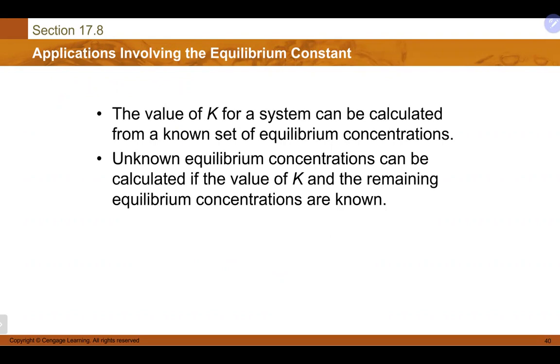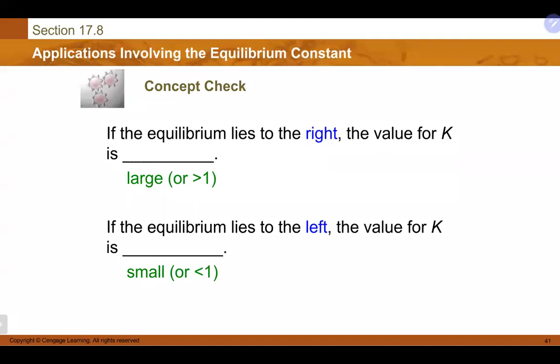K can be calculated from a known set of equilibrium concentrations. Unknown equilibrium concentrations can be calculated if the value of K and the remaining equilibrium concentrations are known. So if you know the value of K and you know some of the other equilibrium concentrations, you could just plug and chug into an equation. For example, if the equilibrium lies to the right, that means products, a large value of K. If it lies to the left, we would have a small value of K, or mainly reactants present at that point.